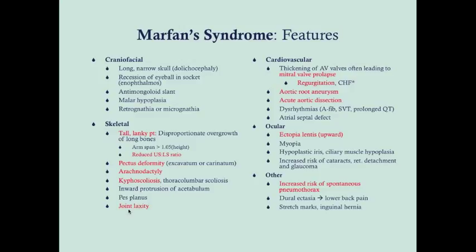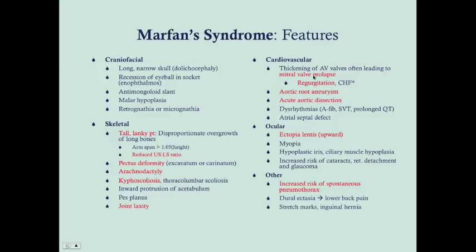And then joint laxity is a feature of Marfan syndrome. It's also a feature of Ehlers-Danlos syndrome, and so this is going to be an important differential. Most of these skeletal features we tend to not see so much in Ehlers-Danlos syndrome, and then also Ehlers-Danlos syndrome has that skin hyperelasticity that we don't see so much in Marfan syndrome. We don't see at all, really.